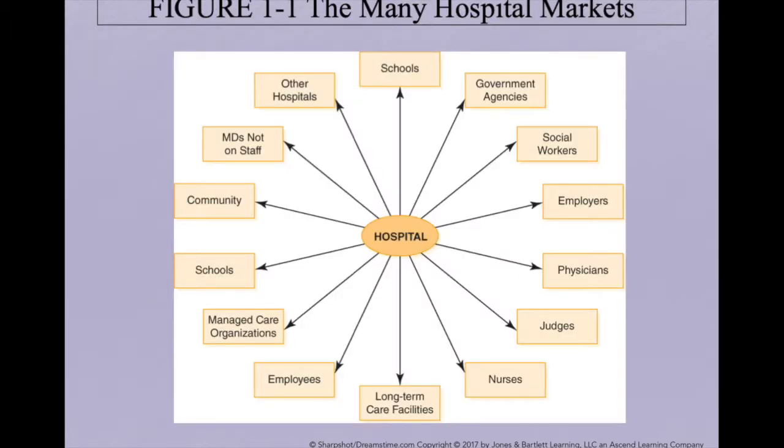We see in this graph potential markets for healthcare organizations, in this case a hospital. There are many different reaches that a hospital may market to, one of them being a community for prevention programs. It could be schools for sports medicine. It could be judges for rehabilitation programs, or maybe government agencies for grants.